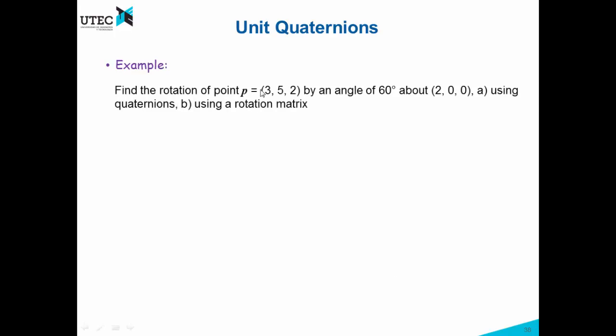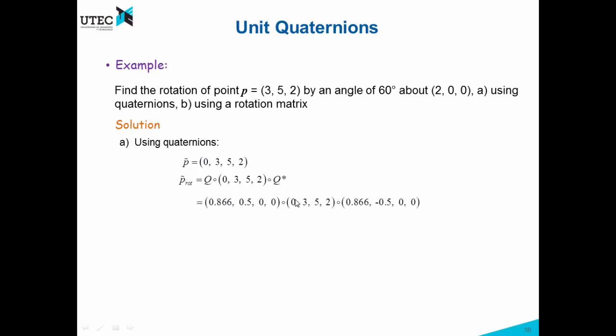Now I want to find the rotation of a point by an angle 60 about 2 using quaternions, and then we want to verify it using a rotation matrix. Using quaternions, first I have to convert the point to a quaternion, and then I find the quaternion, which I found in the previous example. And then I apply this quaternion multiplication. You can operate however you want.